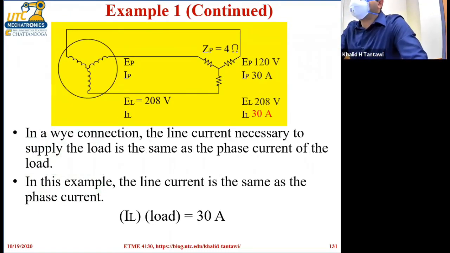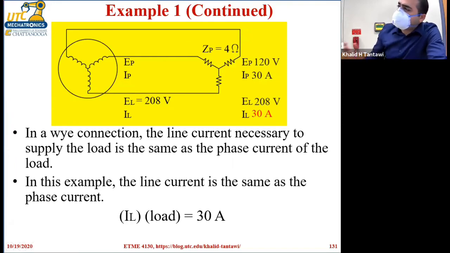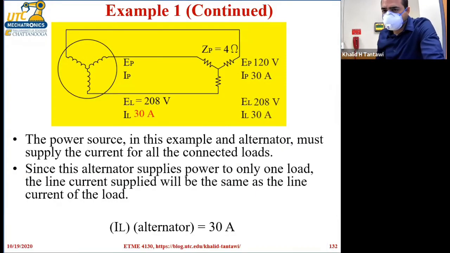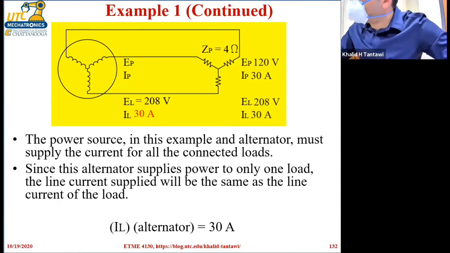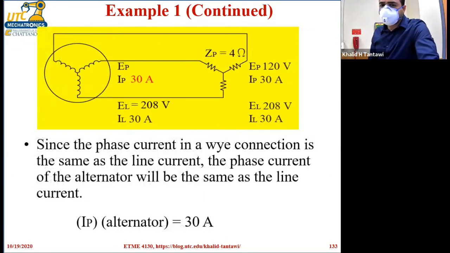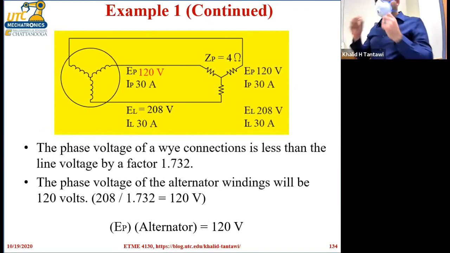All right. Now, obviously, since it's the same line going from here and it doesn't branch anywhere, it connects directly to the line current coming from the generator. So that means I line is equal to I line on the generator side, right? And since the generator is connected in Y, I line is equal to I phase on the generator. And of course, the phase voltage is 120 volts. So we are done. We have found all the quantities that we need.